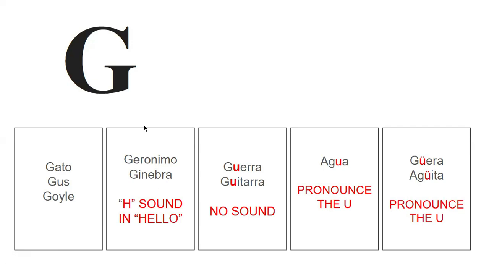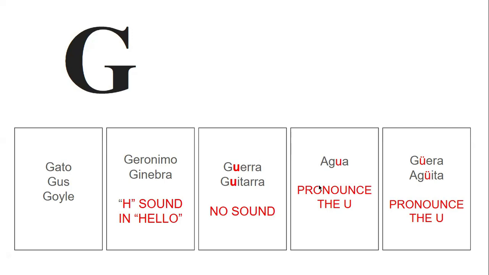We can pronounce it like gu with these vowels as well, but we have to put a u in the middle in order for the letter to sound like this. The u is not pronounced, but it's going to have the same pronunciation as the first vowels. Guerra, guitarra. You see, the u doesn't have a sound.